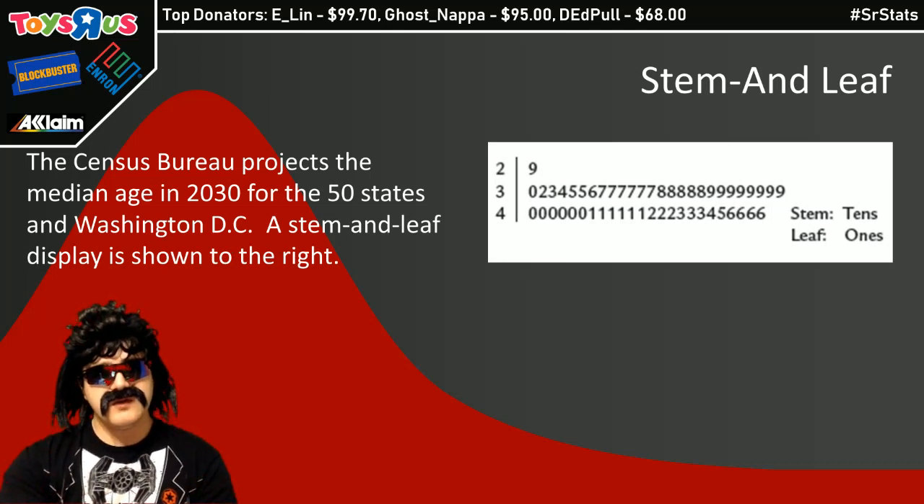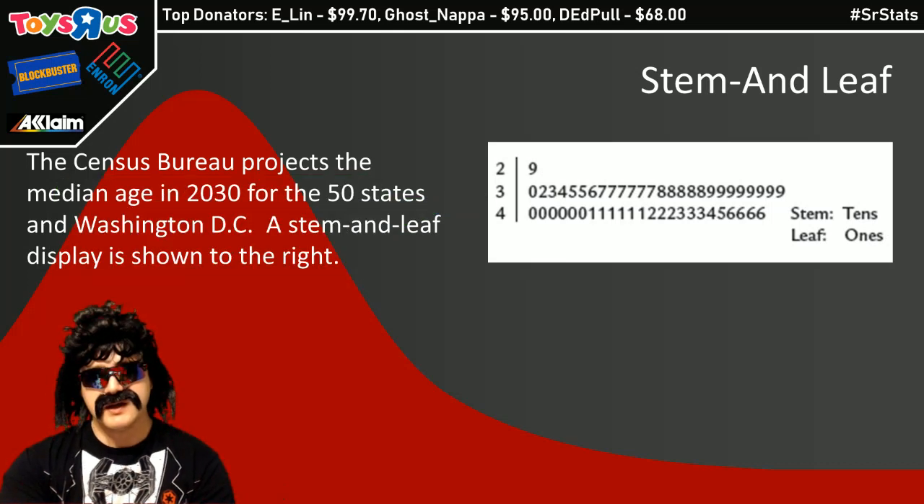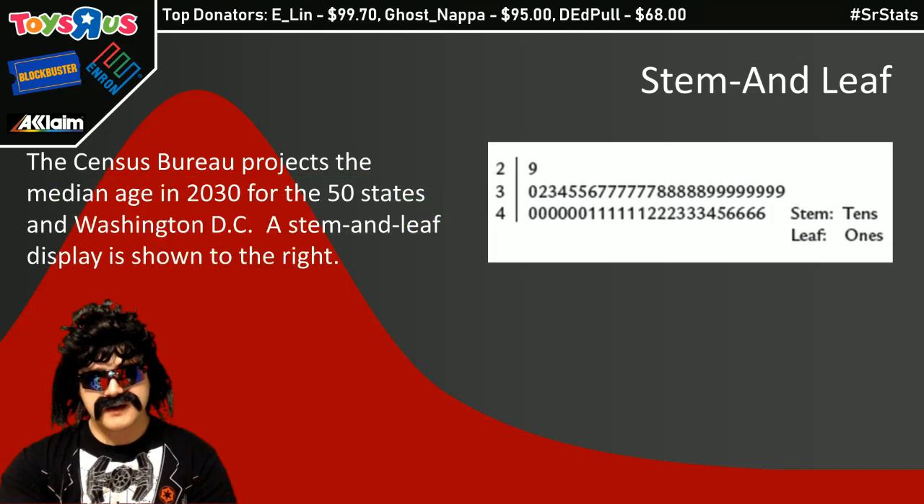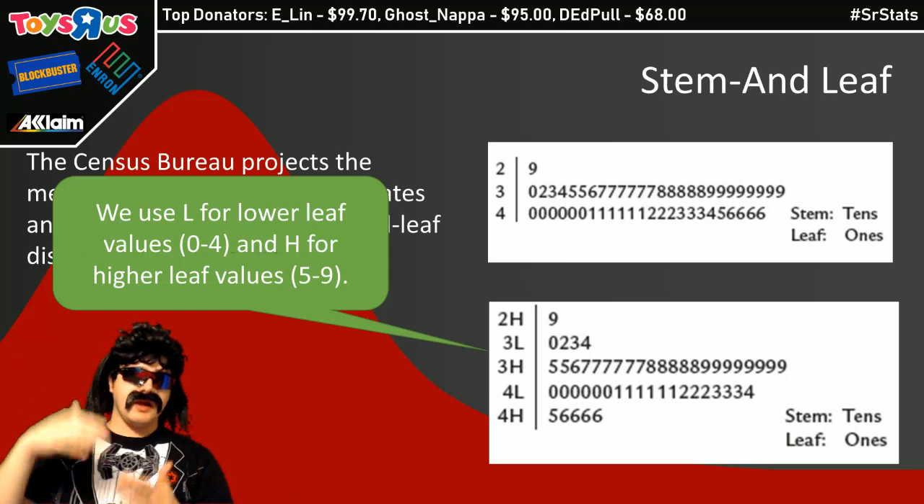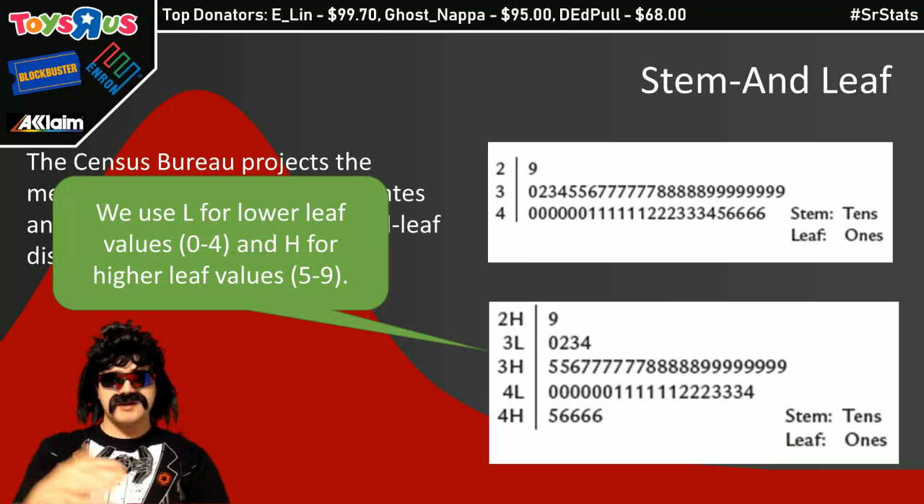So what you might have to do is split this up. So you notice again no shape, so we can't really see through the long list of leaves. So we're going to actually split this in order to better see the distribution. To do that, we're going to have an L for the low, the values between 0 and 4, and an H for the high, the values between 5 and 9.